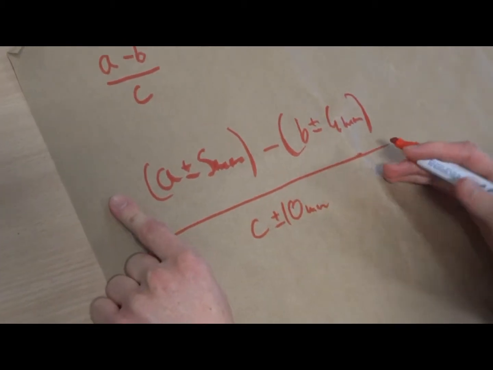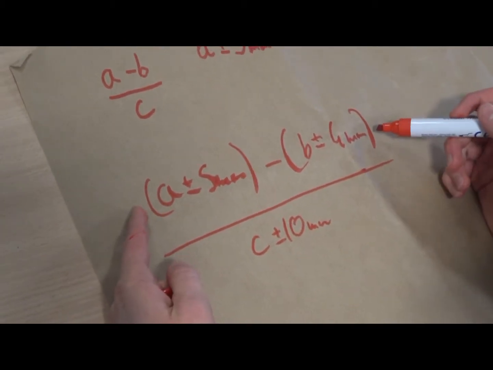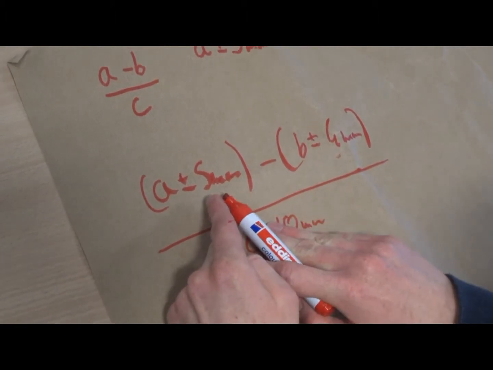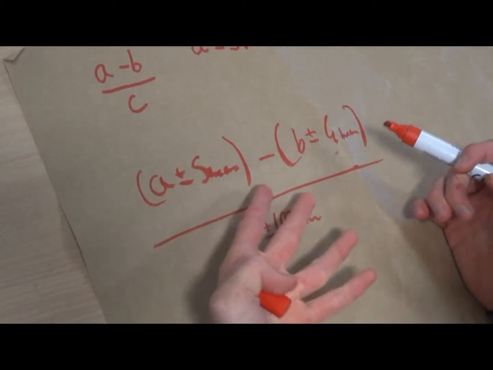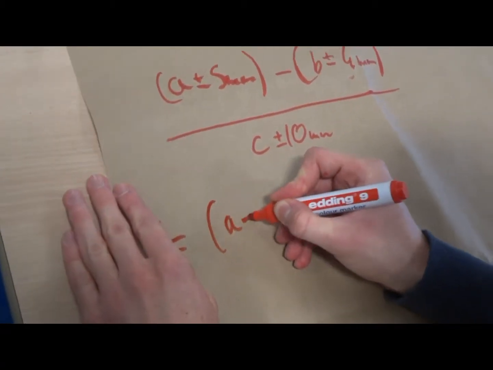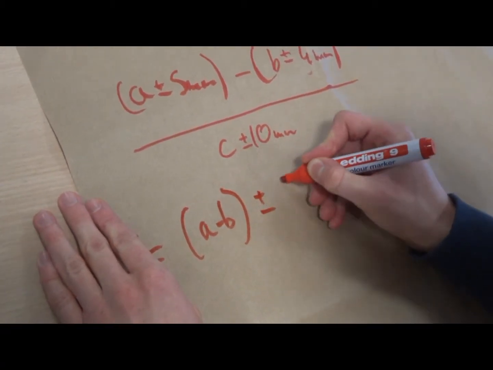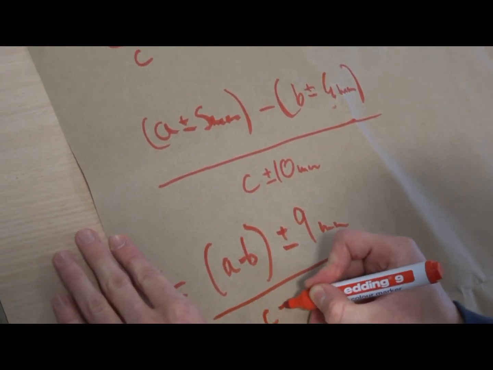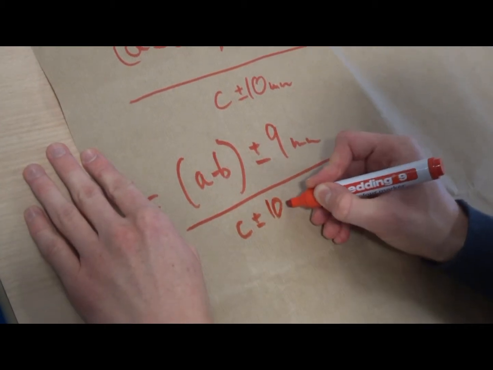Now, where we're adding or subtracting two values, we just add the absolute errors. So that's in terms of millimetres or in terms of newtons, whatever it might be. So we'll say this is equal to A minus B plus or minus 9 millimetres, and that's all over C plus or minus 10 millimetres.